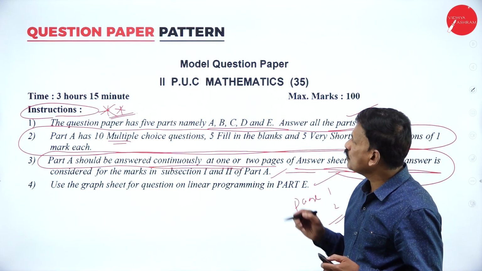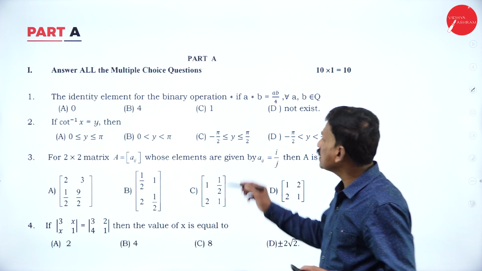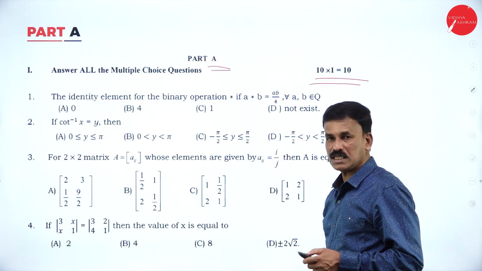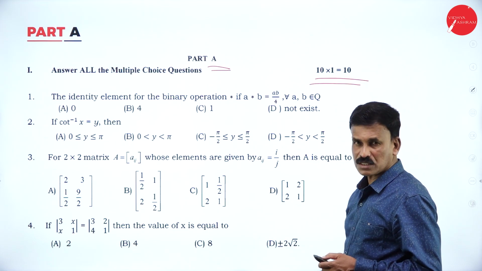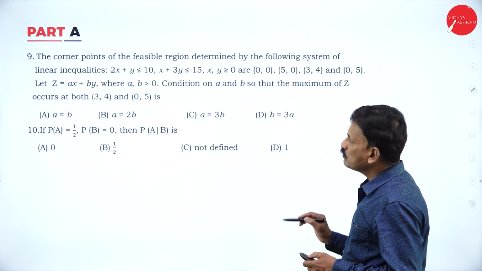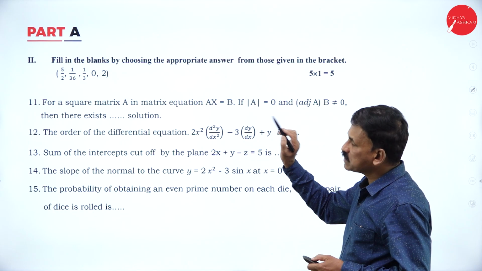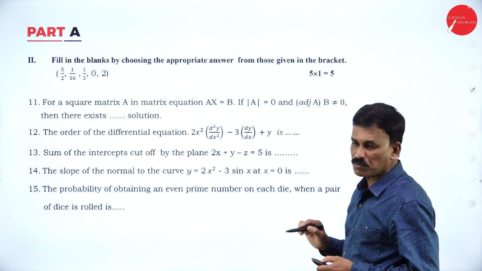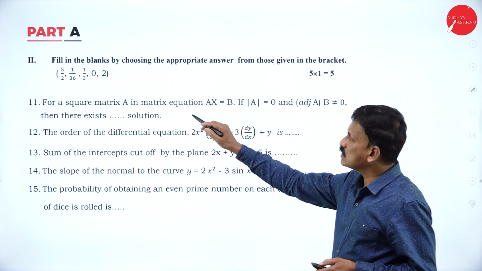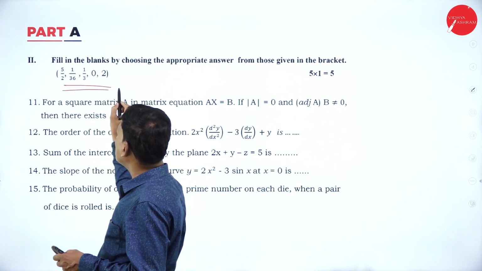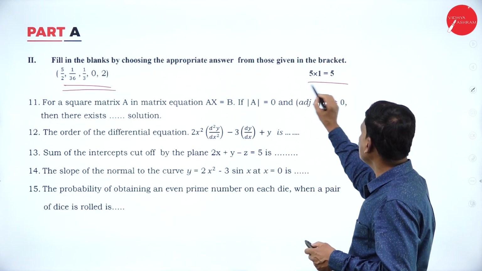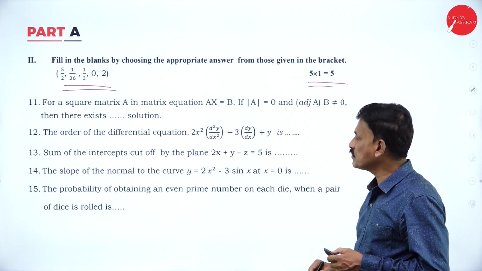Now move on to the questions. So the question paper contains part A. In part A, you are going to answer 10 MCQ questions. These are the questions we will discuss one by one. And in part 2 of part A we will have the fill in the blanks. So 5 fill in the blanks are given. Just fill the blanks using these answers. The answers are also given. Fill the appropriate answers in the blanks. That is 5 into 1, which contains 5 marks. 10 plus 5 is 15 marks.